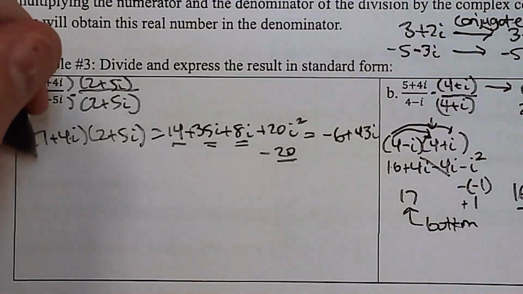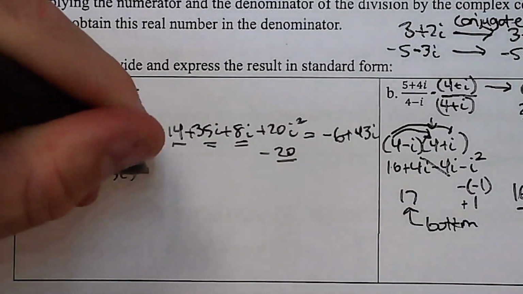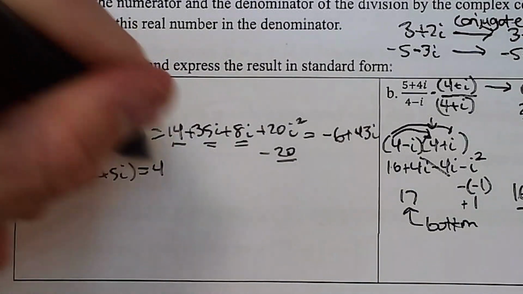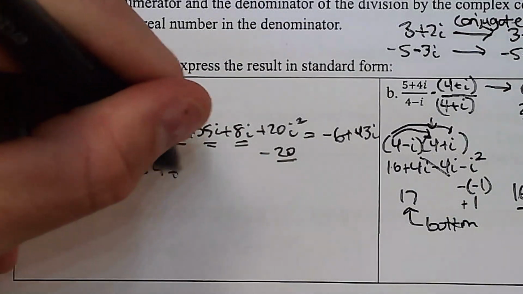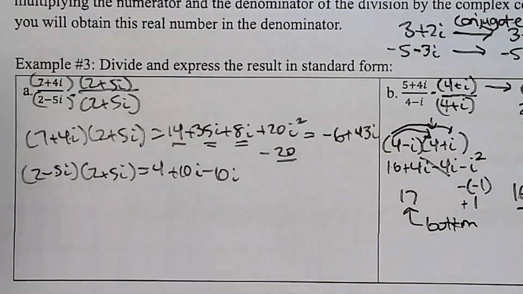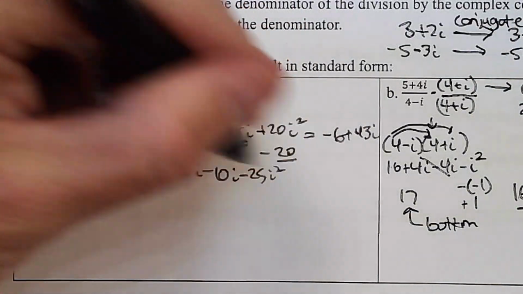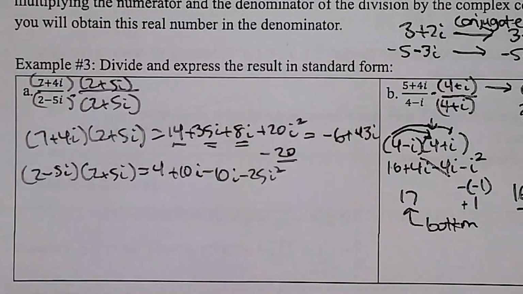Now let's multiply the bottoms out. So 2 times 2 is 4. 2 times 5i is 10i. -5i times 2 is -10i. -5i times 5i would be -25i squared. I'll pause there for just a moment.